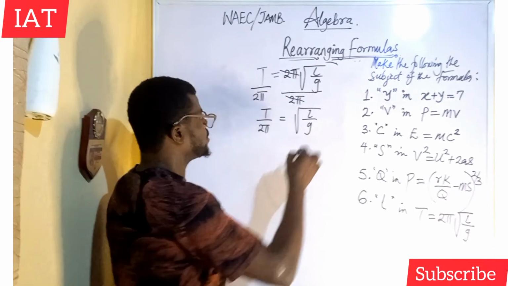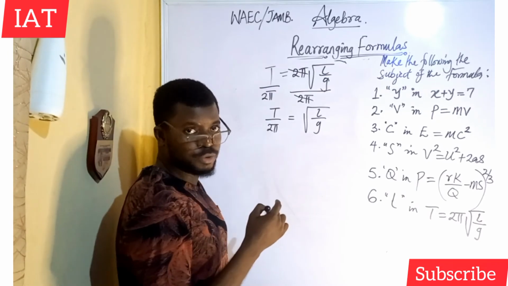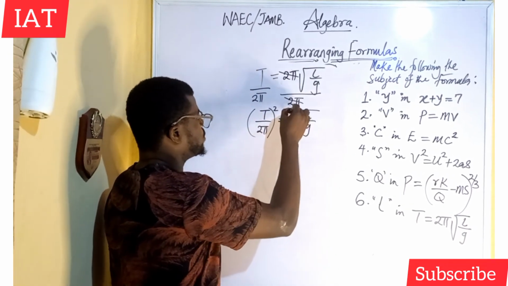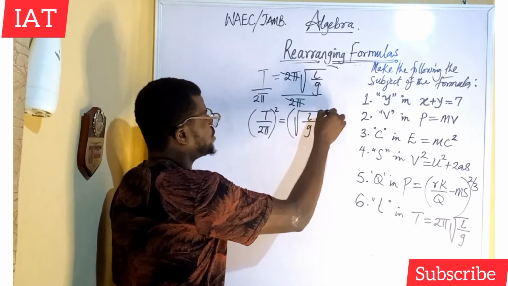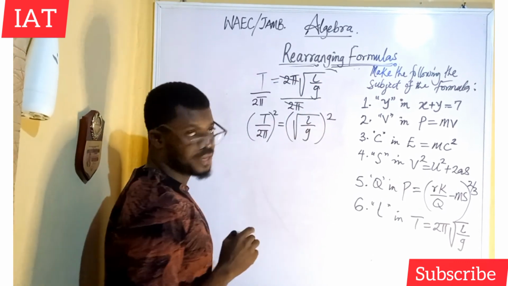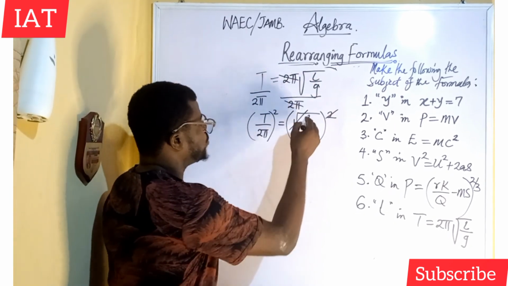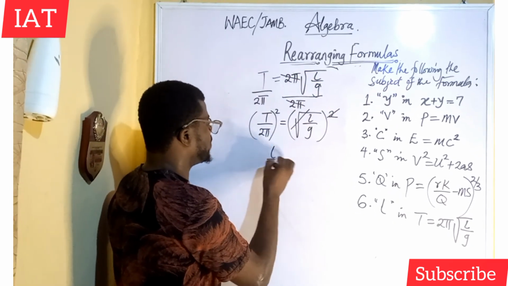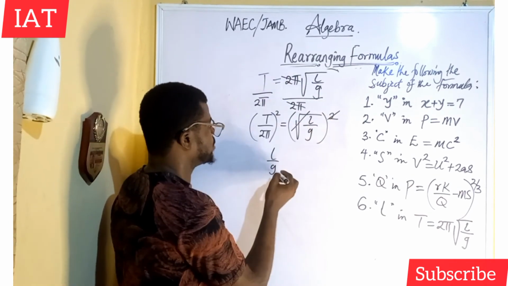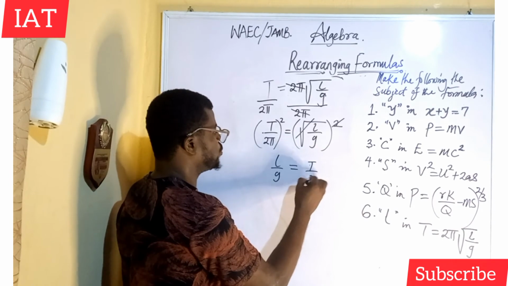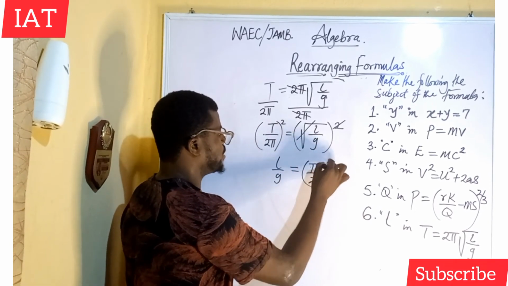Just as I told you that square can eliminate square root, you could easily just take the square of both sides of the equation, and whatever I'm doing on the right hand side, I'm doing to the left hand side. So this can easily cancel out with this, and what I'll be having here is L over G. After this would have cancelled, will be equal to what I have here, T over 2 pi all squared.